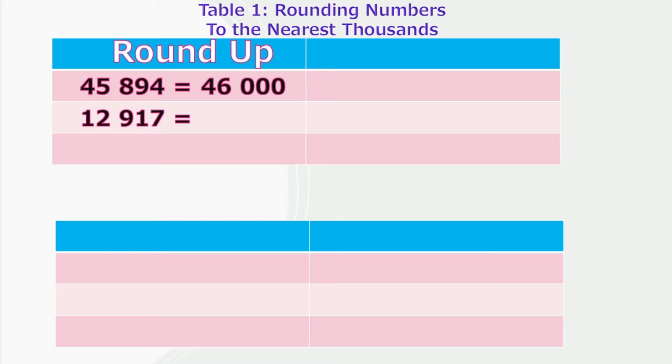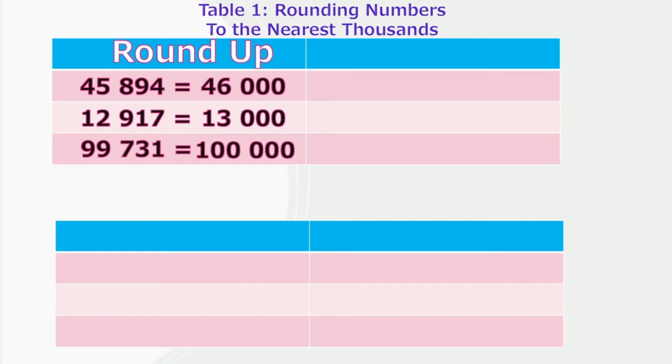Round to the nearest thousands. Your answer will be 13,000. Round up 99,731 to the nearest thousands. And the answer is 100,000.